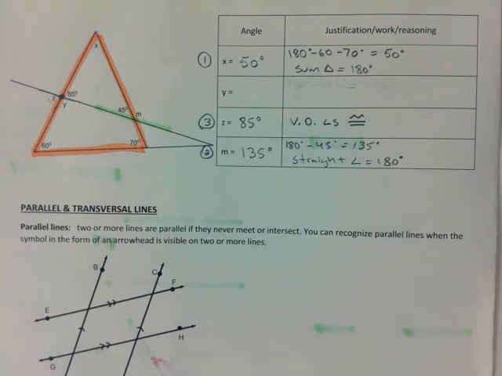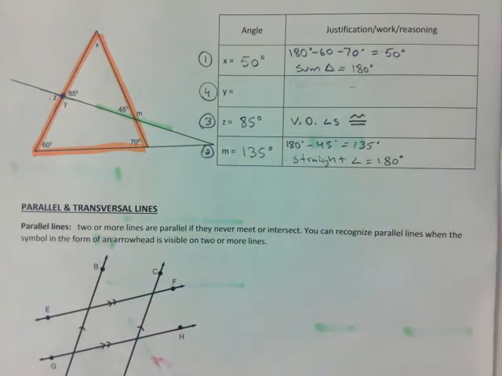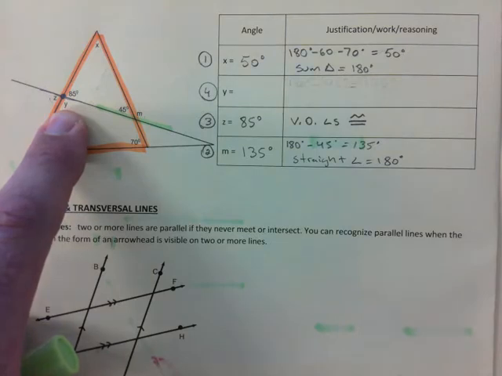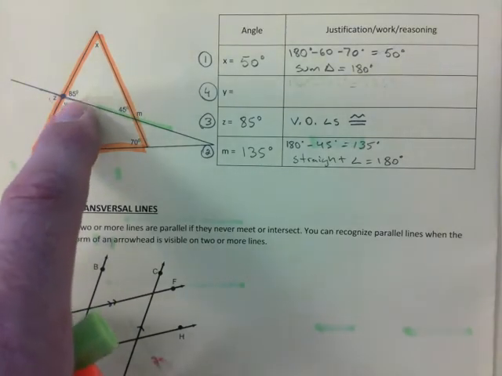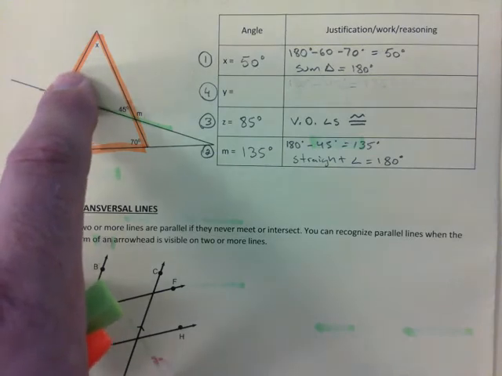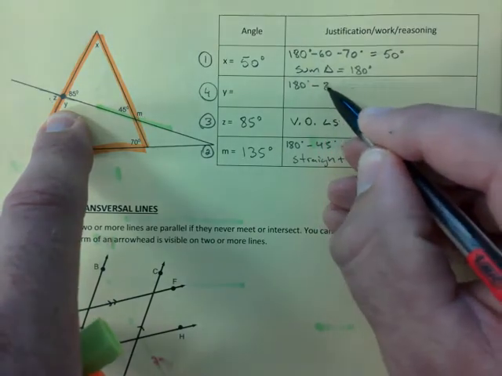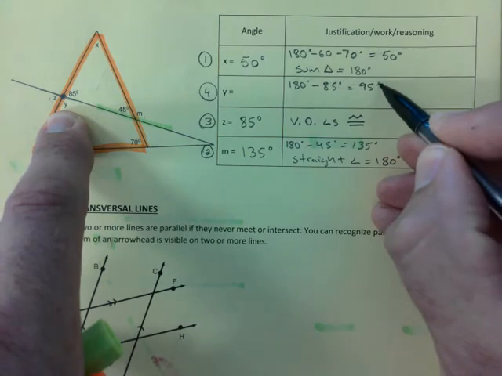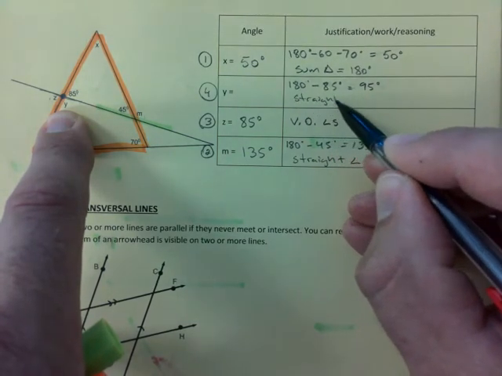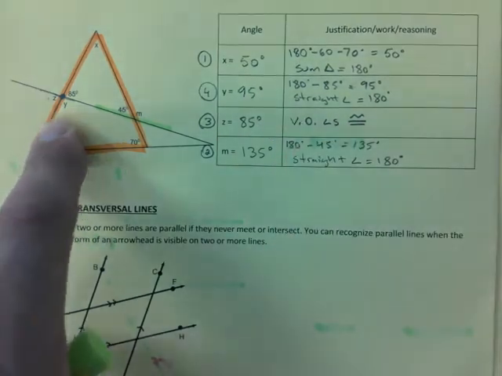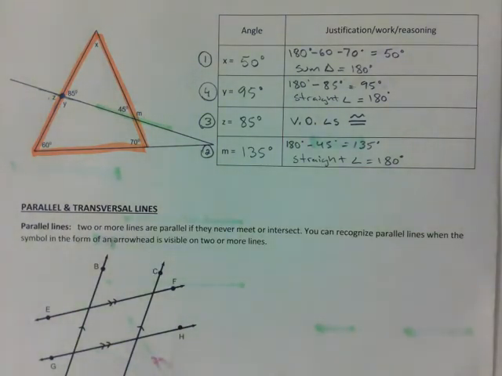It's like you're talking code language, right? And then the last one is Y. What would you use in that case? You can use a straight line again. That orange line is straight, and these two are there along that straight line. So we're going to go 180 minus 85. That's 95 degrees. Straight angle is equal to 180. Boom. You just solved all the angles in this triangle.